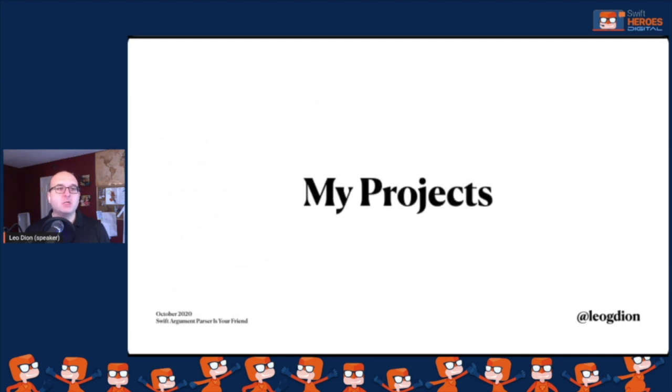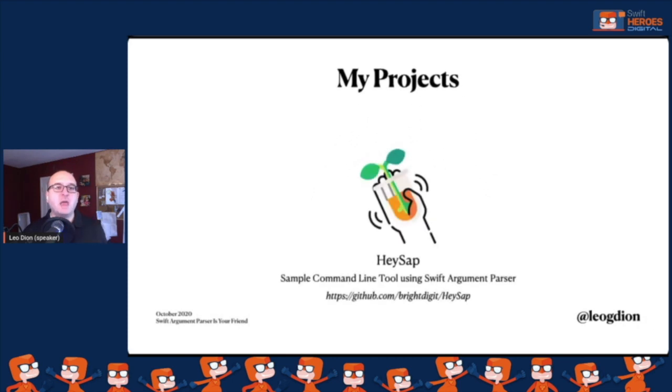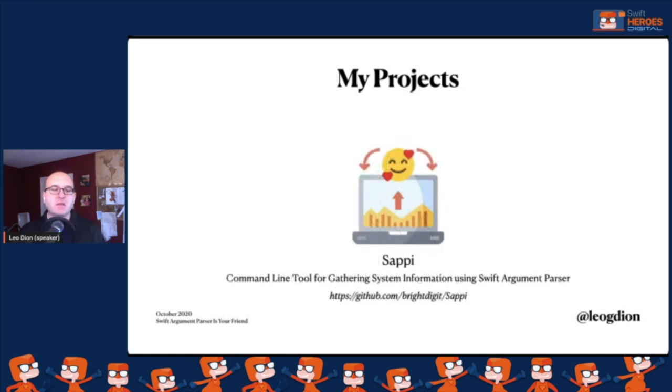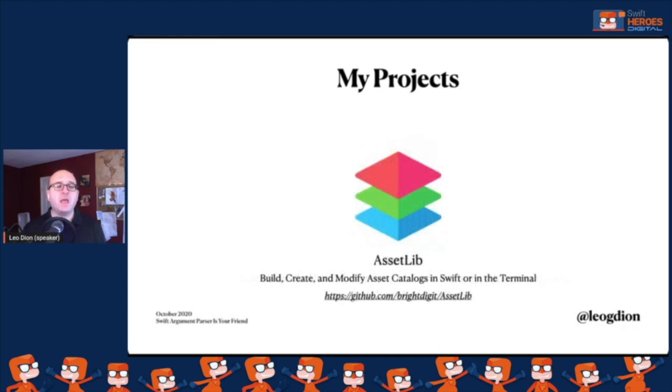So I'll talk about a few projects that I've done recently using Swift argument parser that hopefully gives you some inspiration about what you can build using Swift argument parser. We already talked about HeySap. That's just a really simple sample command line tool that's available to you to look at, and it has all the source code that we talked about today. Sappi as well is available to you for gathering system information of your Mac or Linux machine or your Raspberry Pi. I've built a whole library for dealing with asset catalogs and developing complex app icon sets.